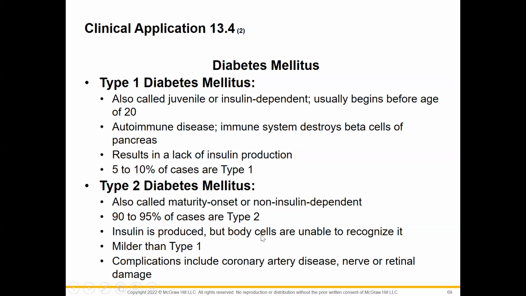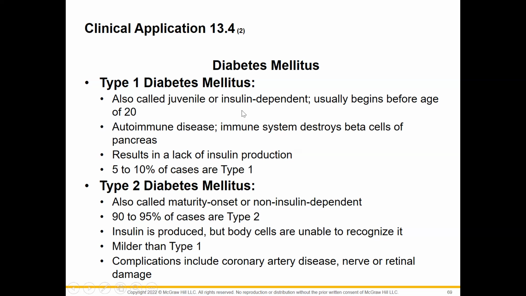So those cells stop being able to recognize the insulin that is there, which means that insulin is not able to bring the sugar that's in the blood into the cells. Complications include coronary artery disease, nerve, and retinal damage. So that's what we were talking about before.